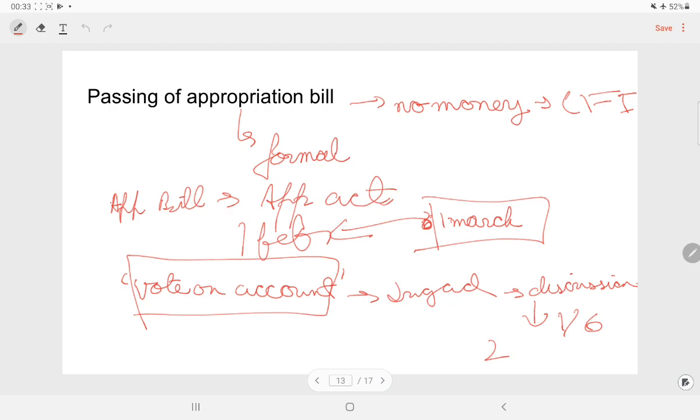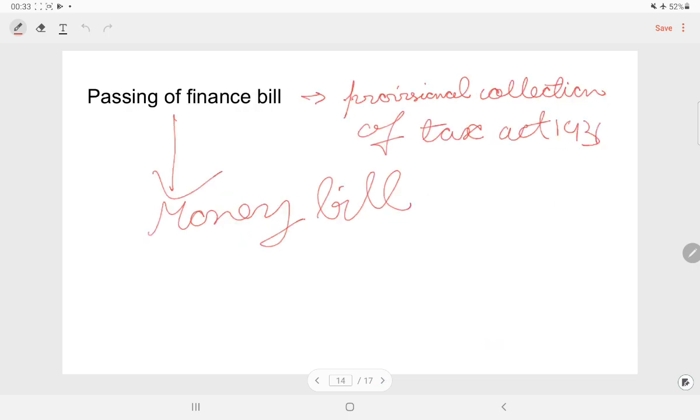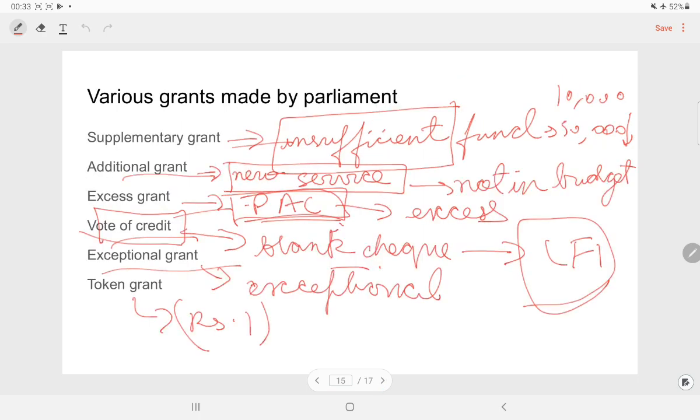And after this we have the appropriation bill. Without the appropriation bill no money can be taken from the CFI, the consolidated fund. And for tax purposes we have the financial bill, and that is treated as a money bill, not as an appropriation bill. And after that I have discussed various grants, which parliament enjoys, so that parliament can take money for different kinds of prospects which are not covered in the budget.